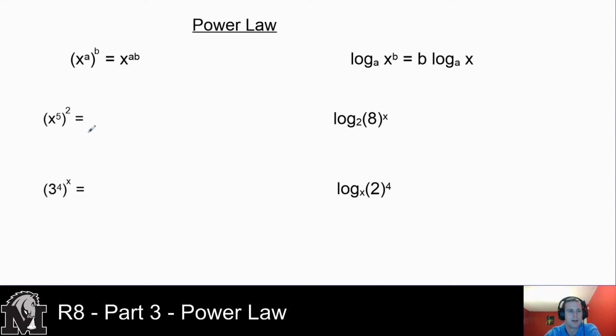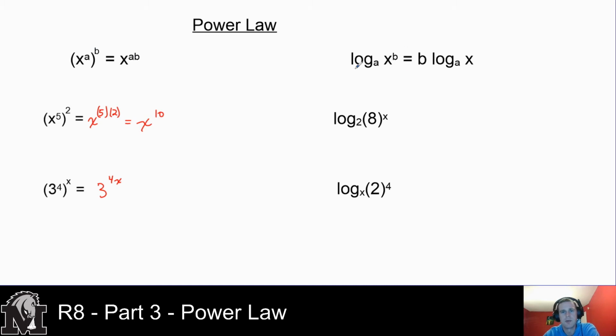So an example right here, x to the power 5 to the power 2 is the same as x to the power 5 times 2, or more simply, x to the power 10. Our bottom example here, 3 to the power 4 to the power x is the same as 3 to the power 4x. Now we call this the power law because we have like powers here, a power to a power, and we turn this power to a power into multiplication.